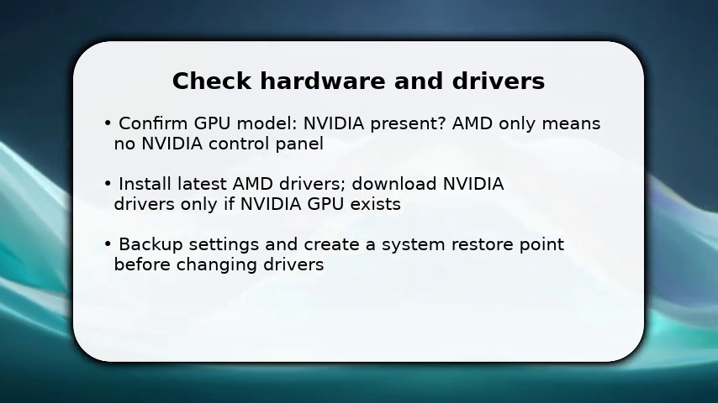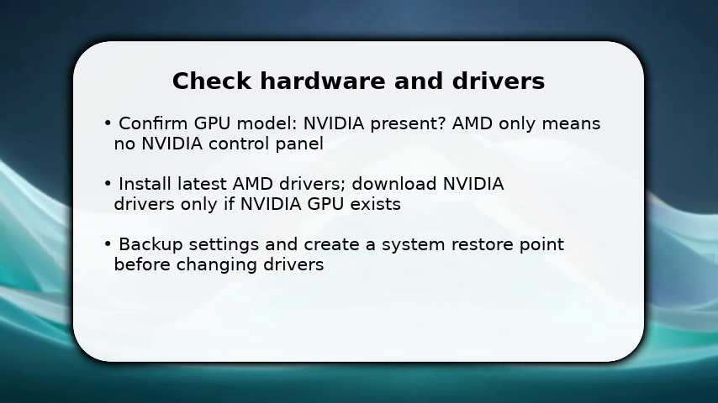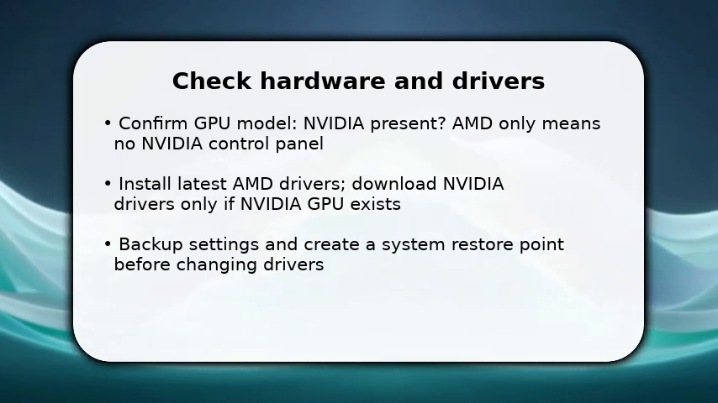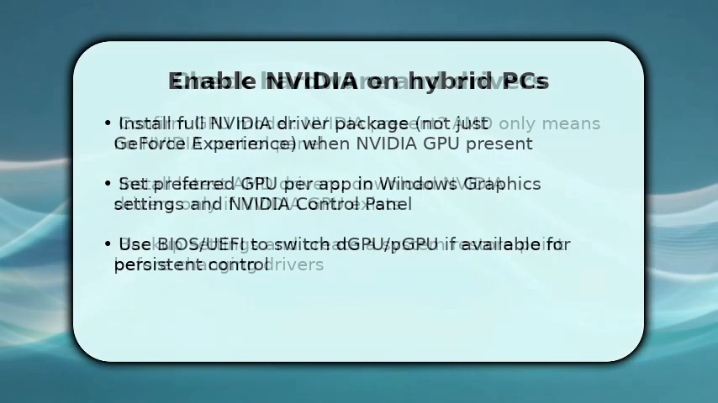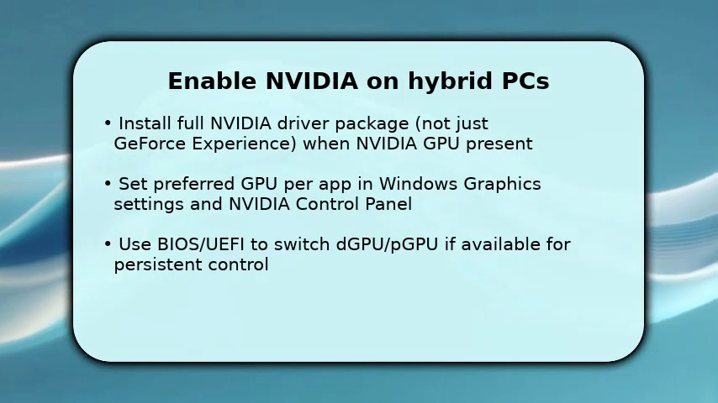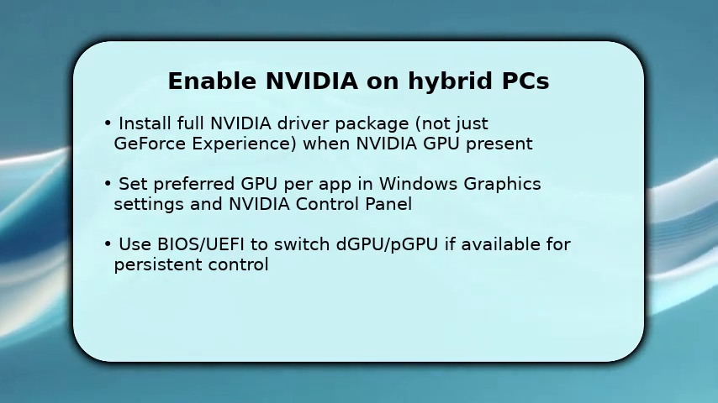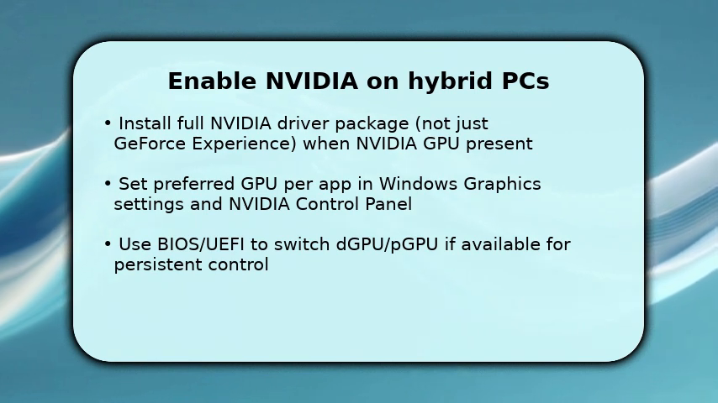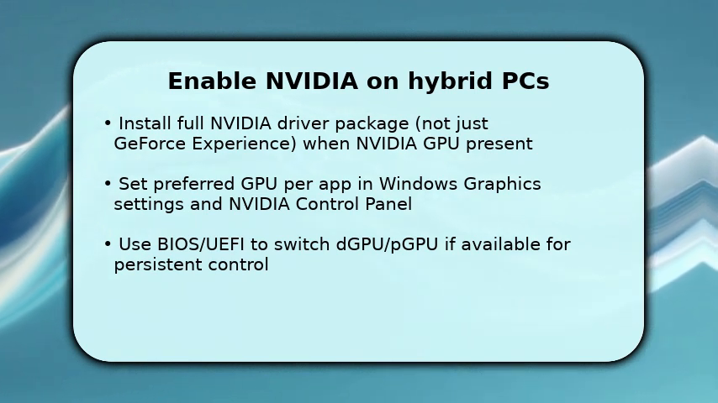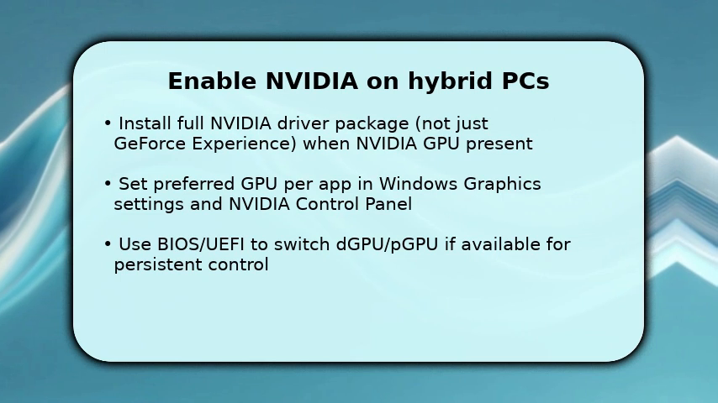If your machine is hybrid, an AMD iGPU or a GPU plus an Nvidia dGPU, install the complete Nvidia driver package and reboot so the control panel loads. Then open Nvidia Control Panel and set global or per application GPU preferences. This forces the dGPU when you need it.